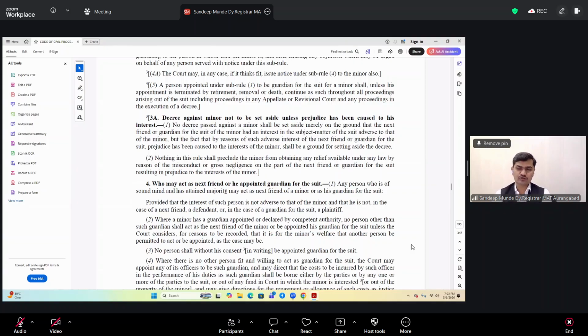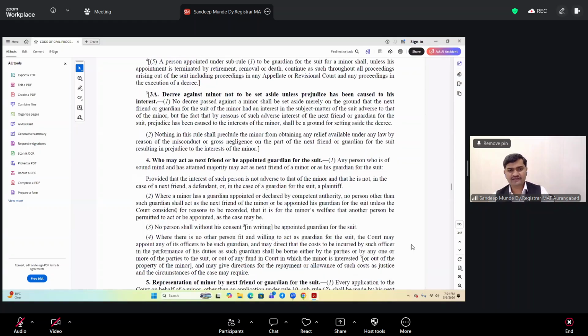Who is eligible to be appointed as a guardian or next friend? Any person who is of sound mind. What is the essential thing? Any person who is of sound mind and has attained majority may act as next friend of a minor or as his guardian for the suit. But his interest should not be adverse to that of the minor, and he should not be, in the case of a next friend, a defendant, or in the case of a guardian for the suit, a plaintiff. Where a minor has a guardian appointed or declared by a competent authority, he will be competent.